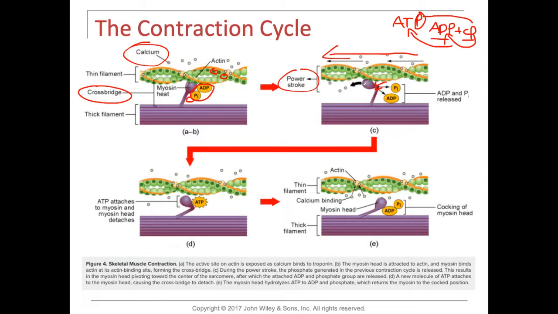But now this head here needs to detach to only grab on again. Okay, so the ADP and the creatine phosphate is released from the myosin head. When they release, it forms ATP. ATP attaches to the myosin and the myosin head detaches. So we need energy for the detachment. Okay, and then when it detaches, this whole cycle can happen again over and over and over again, right?